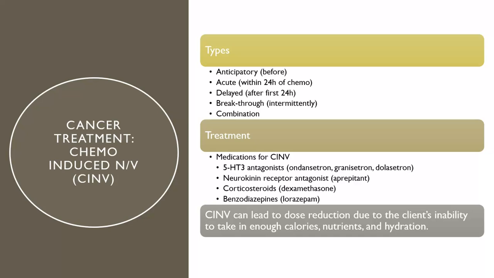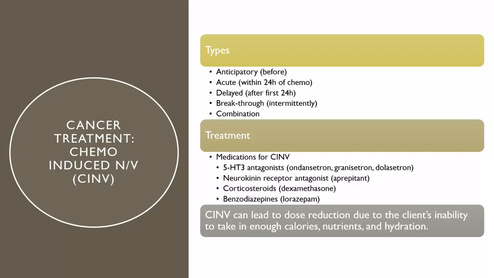So chemo-induced nausea, vomiting. There are different types. So you have the anticipatory, I think that's more of like your nerves, acute within 24 hours of chemo, delayed like the day after, and then breakthrough intermittently. And you have a combo of all of them. Treatment for your nausea, vomiting would be like Zofran, your serotonin antagonist. You can also see corticosteroids, benzos. I've also seen antipsychotics being used.